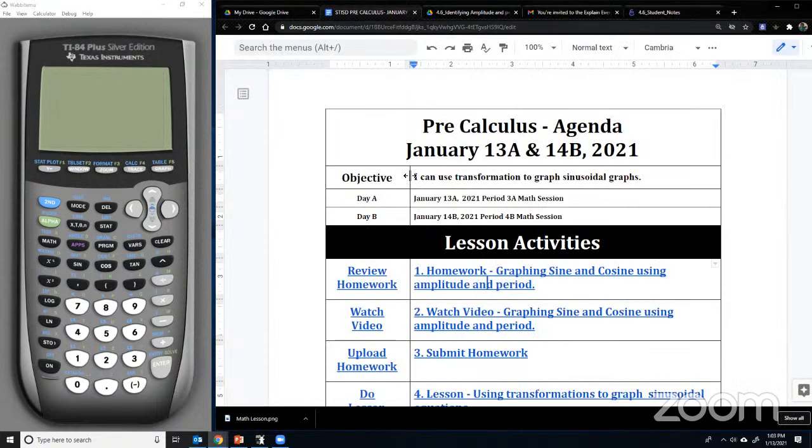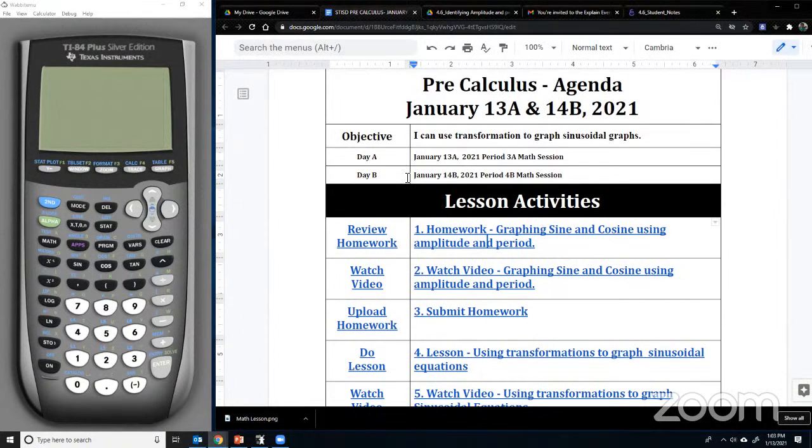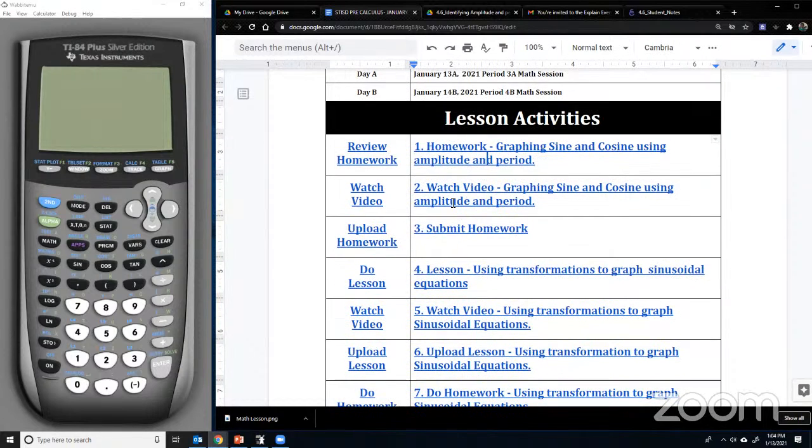Today's agenda, so you know what we're doing today. Today is January the 13th, and it says here, I can use transformations to graph sine and cosine graphs. We are going to go over the homework together. I did have a video for you to watch in regards to the homework, in case you need extra help.